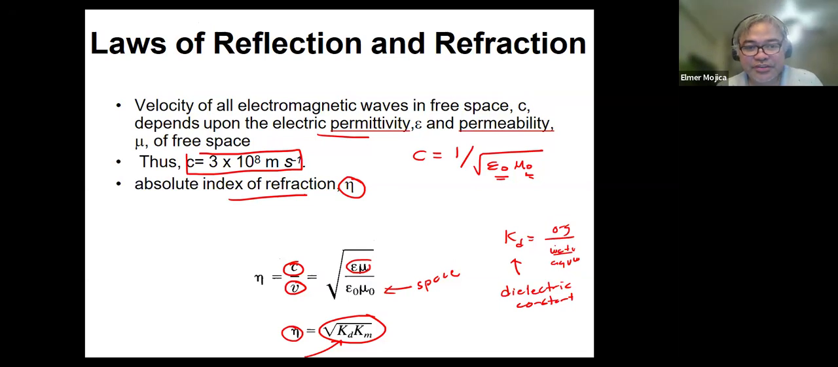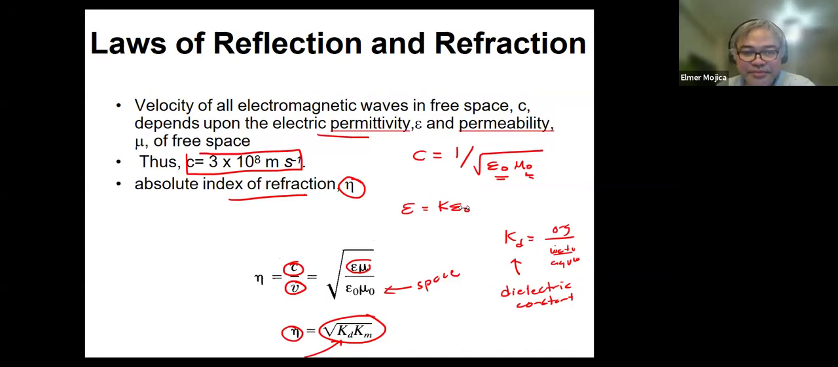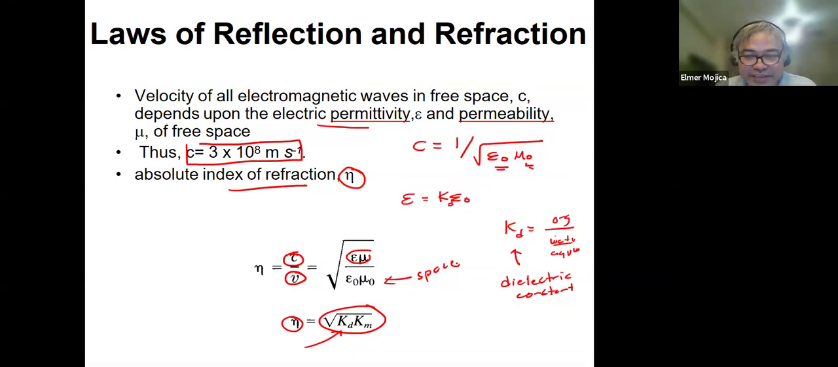So if we look at this, the E has something to do with the permittivity of a medium related to that of the vacuum or the free space. So we could say, how do we put this? E equals K times E of free space. So what do we do? This is the KB.